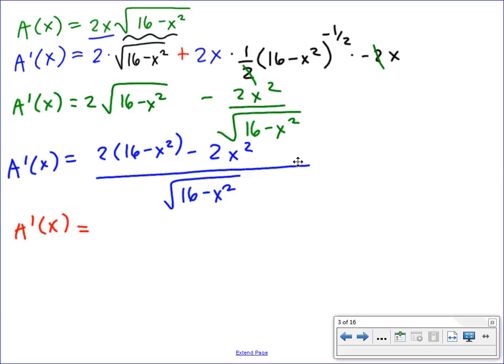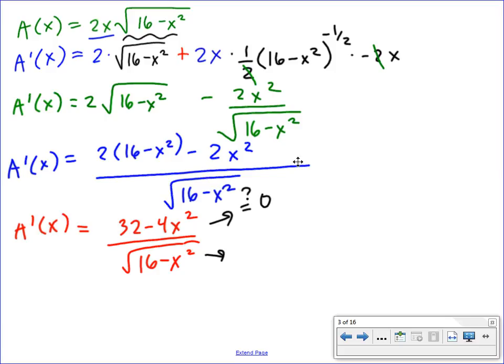So this becomes 32 minus 2x squared minus 2x squared, which is 32 minus 4x squared over the square root of 16 minus x squared. Good news. Why all the simplification, Mr. Fritz? Because now it's easy to generate my critical values. I can simply set my top equal to 0, my bottom equal to 0, and generate my critical values.